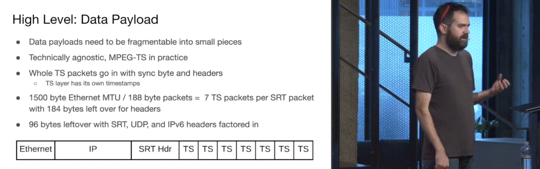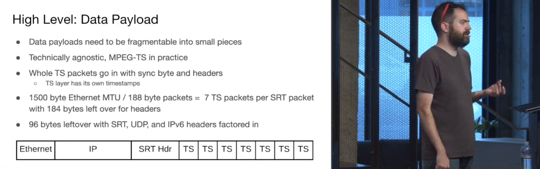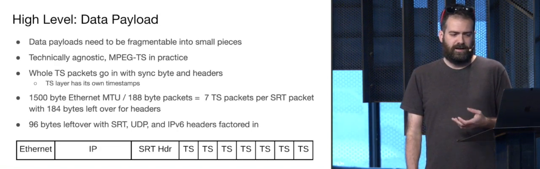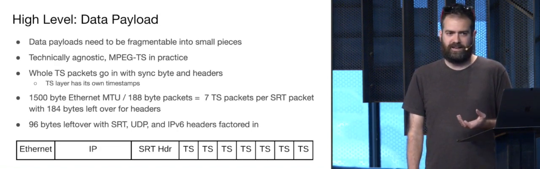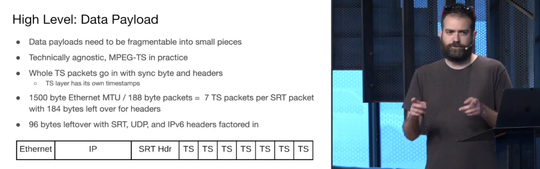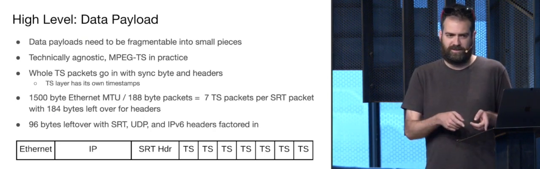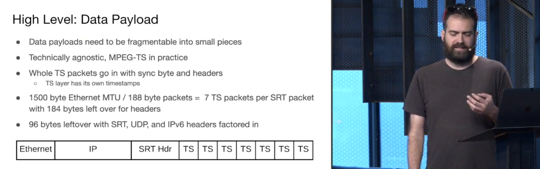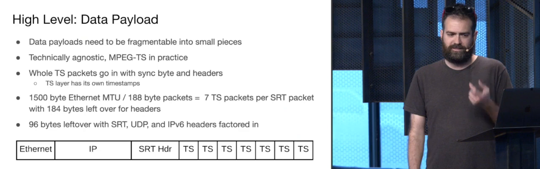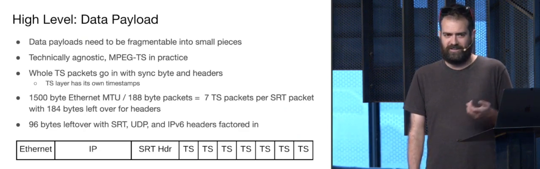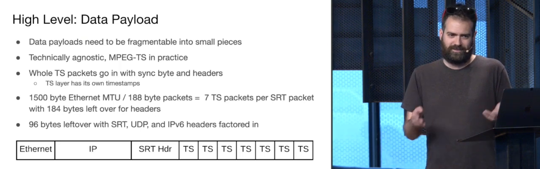So the SRT data payload needs a payload that can be fragmented into small pieces. The protocol is technically agnostic, but in practice, I've only ever seen it used with MPEG transport stream. The whole transport stream packet goes in the SRT packet. Each transport stream packet has its own sync byte in there, the transport stream headers. I'm sure that sync byte is really useful in that third packet out of 7 where you're either getting them all or losing them all.